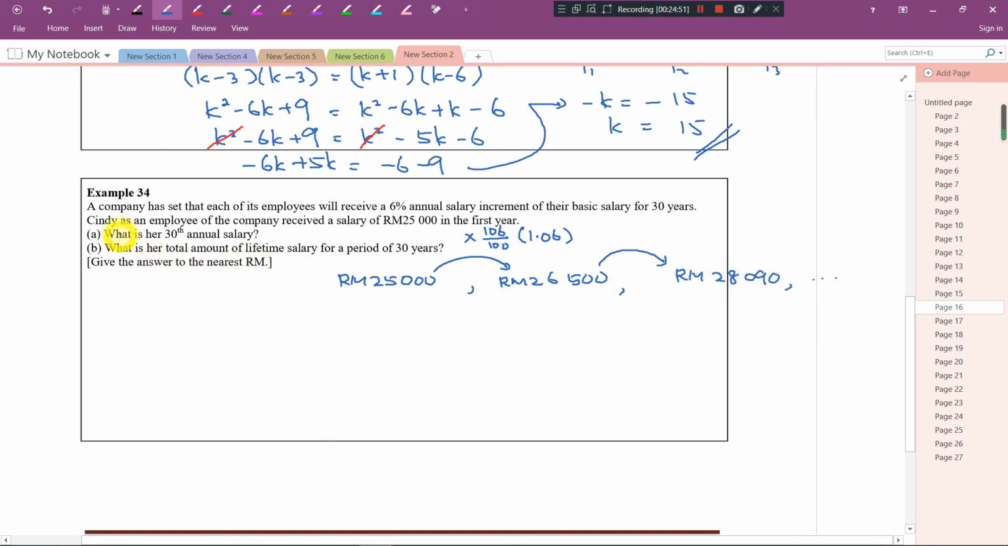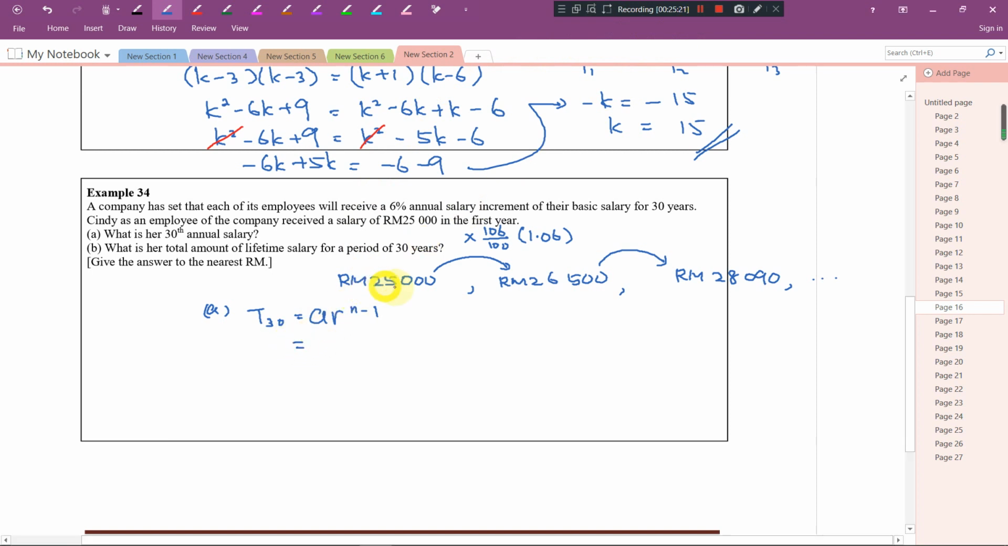Okay, so now the question asks you, what is her salary in the 30th annual salary? So it means that we need to find T30, right? Okay, so T30 is equal to, what is the formula for Tn? ar to the power of n minus 1, right?